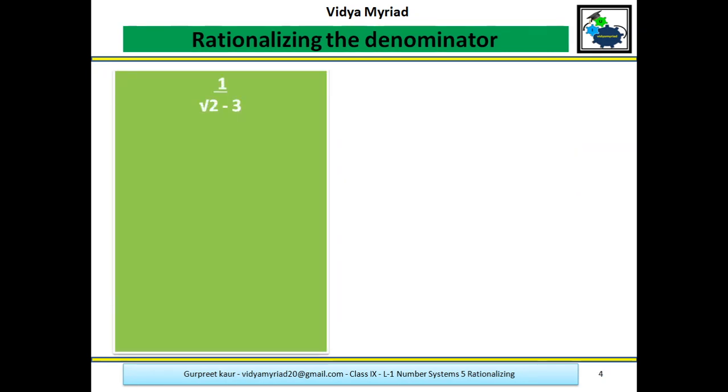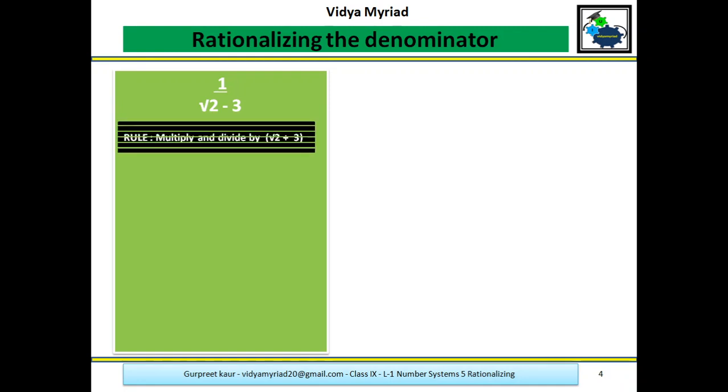Next expression. Now look here, it is 1 upon root 2 minus 3. In order to remove the root, first of all I will look at the operation, either addition or subtraction. Whatever it is, you will multiply and divide by the same numbers, but you will change the sign. What I mean to say is, in this case, you will multiply and divide by root 2 plus 3.